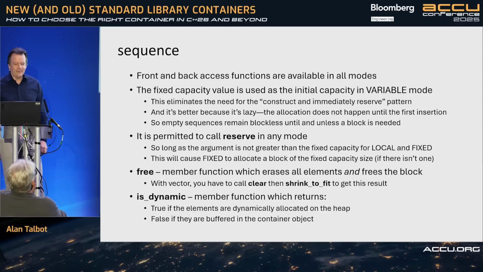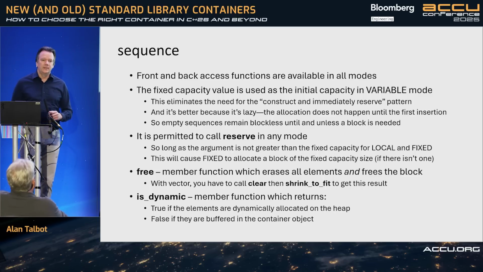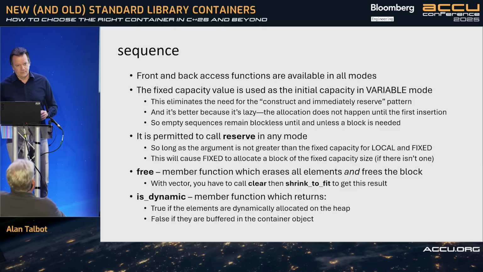The fixed capacity, you may say, well, okay, that's used for local mode, fixed mode, and buffered mode. Buffered mode, it describes the size of the buffer. What about vector mode, variable mode? In variable mode, it describes the size of the initial allocation, the initial block. So the initial capacity. And this is really cool because it's a common pattern to declare a vector, immediately reserve it, and then go use it, right?